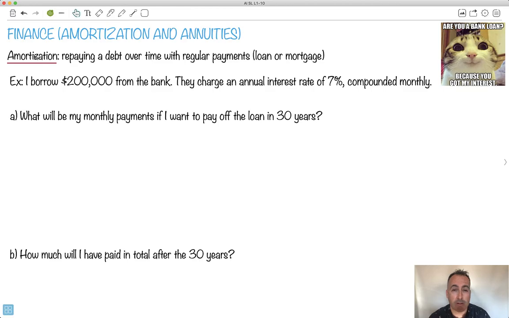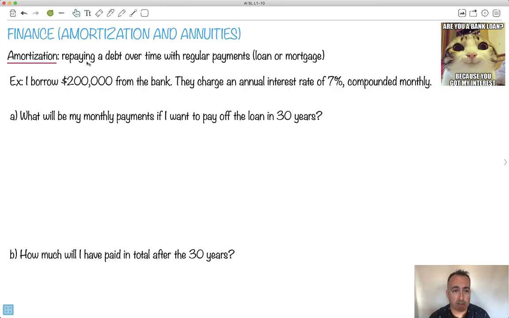All right, we have something called amortization. And that's when you repay a debt over time by making regular payments. So this could be like taking out a bank loan, maybe for a car, for some money you need. It could be a mortgage, which is just a house loan. So it's a loan you make for a house from a bank. So here's a practical example.